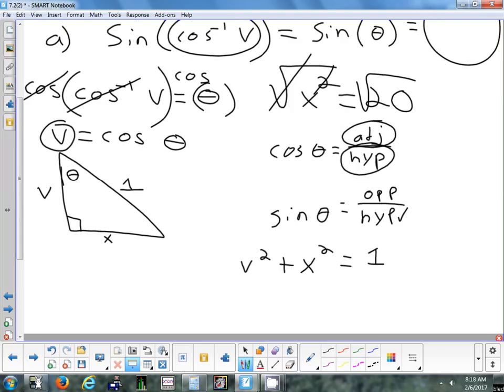Yeah, v squared plus x squared equals 1 squared, which is just 1. And now my goal is to get x by itself. So what would be the first thing I do to get x by itself? Subtract v squared. All right, so I've got x squared equals 1 minus v squared.